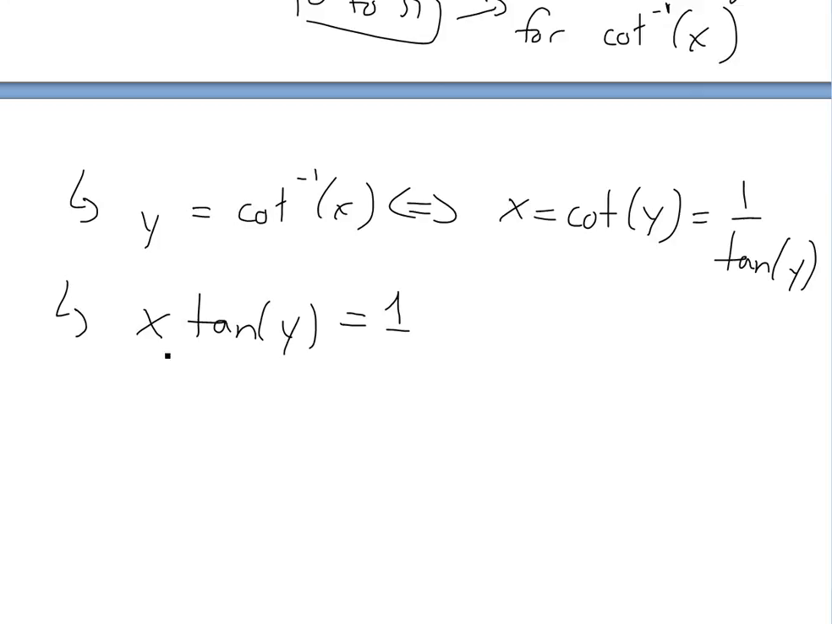Now we can use implicit differentiation, taking the derivative and using the chain rule here. So we take the derivative of this, which is going to be 1, the derivative of x, times tan y.